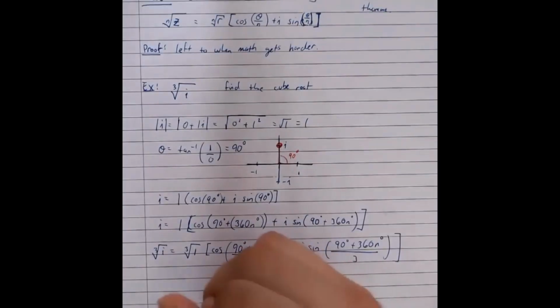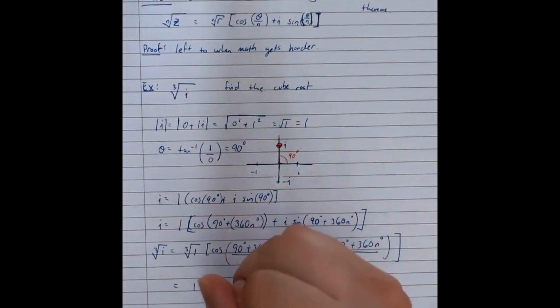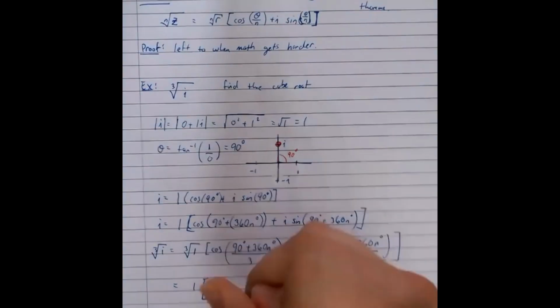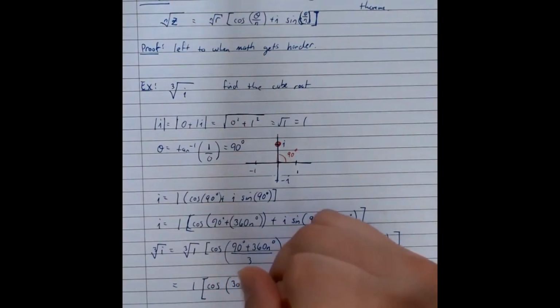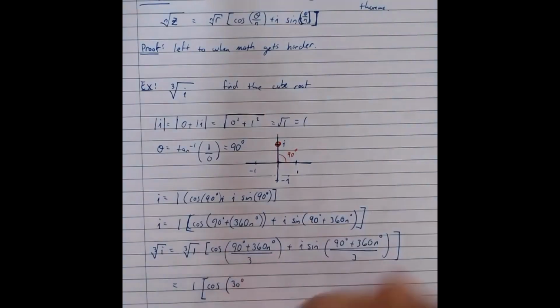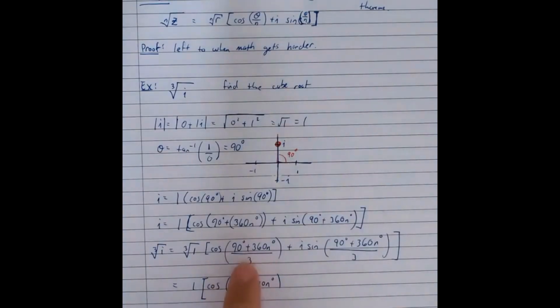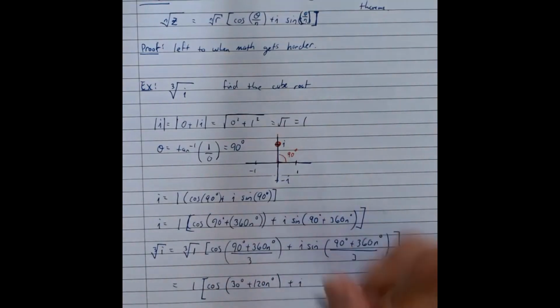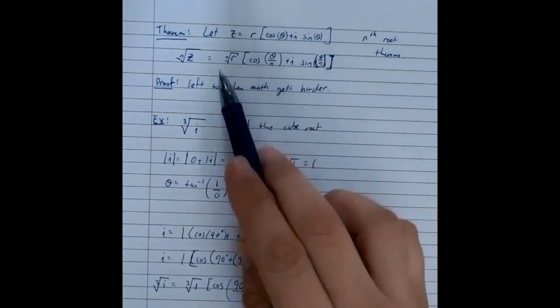Okay, so let's simplify that. Here, the third root of 1 is still 1. So let me just write that as 1. Here, if I take the cosine of, I can divide these things by 3. 90 divided by 3, that's 30 degrees. And 360n divided by 3, that's 120n degrees. So here I'm just dividing everything by 3. And I'll do the same thing over here. Just like my nth root theorem says, I'm dividing everything in the argument by that index.